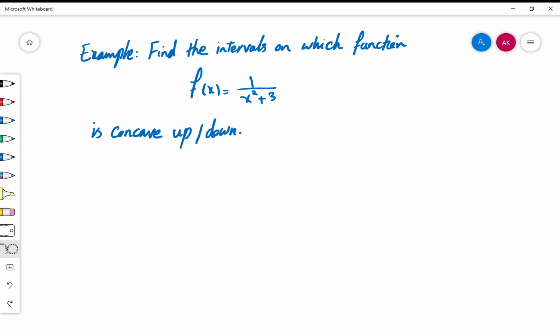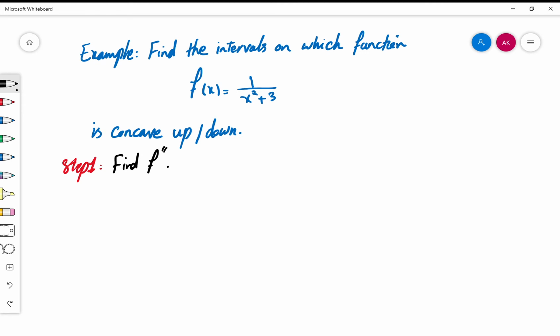Wherever f double prime is positive, f is going to be concave up. Wherever f double prime is negative, then the function f is going to be concave down. So let me start with the first step. Step 1, we are going to find f double prime.